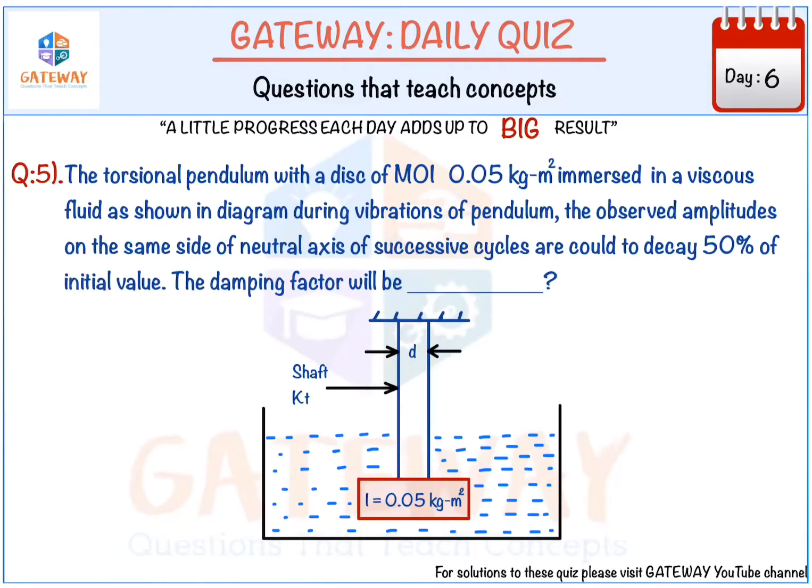Moving on to the next question. A torsion pendulum with a disc. So this is a case of torsional vibration, with a disc having a moment of inertia of 0.05 kg meter square immersed in a viscous fluid.